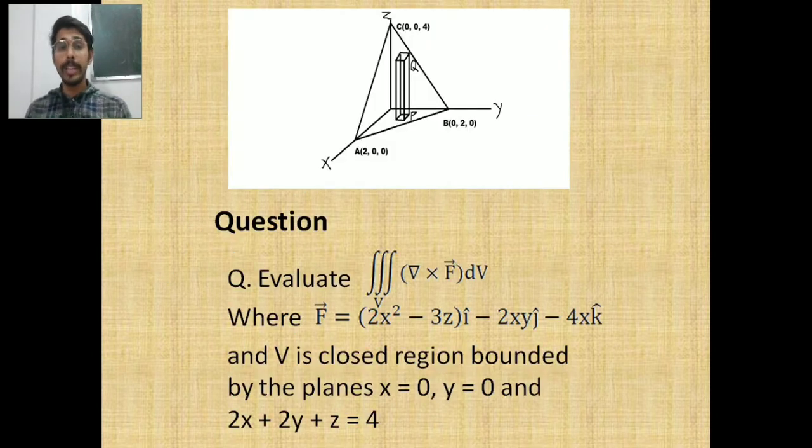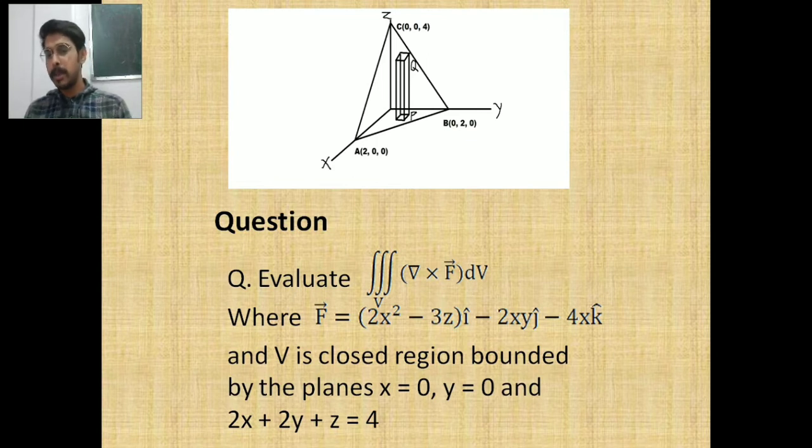This question will explain all the information that is important for the volume integral. Let us go through the question first. Evaluate the triple integral of nabla cross f dV. Now nabla cross f means they are evaluating the curl of the vector f, where f vector is given to you as (2x² - 3z) i cap - 2xy j cap - 4x k cap, and V is the closed region bounded by the planes x equals 0, y equals 0, and 2x + 2y + z equals 4.